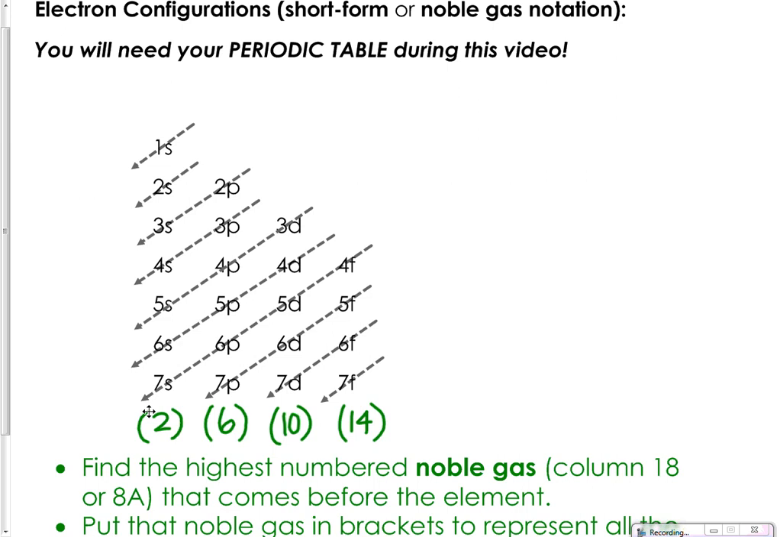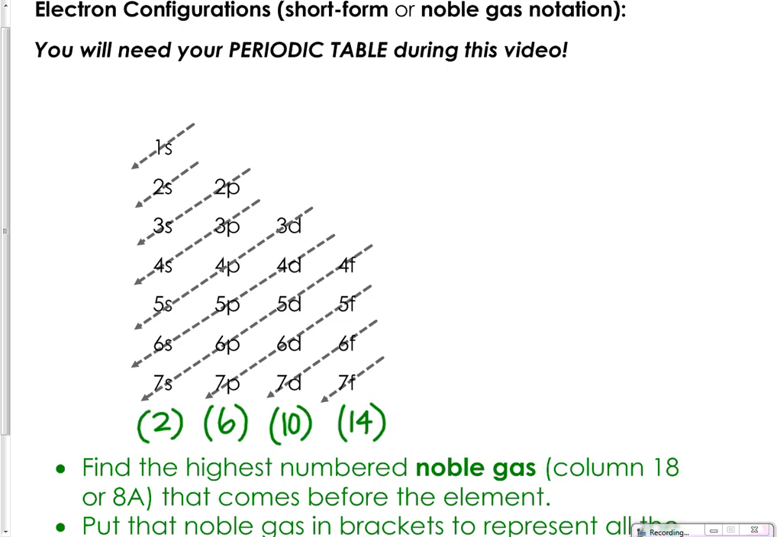Now, to do the noble gas configuration, at first it's going to take you a little bit longer to figure out, but once you get good at it, it's actually going to be shorter than the long form. For the test, you will need to be able to do both forms, so you have to learn how to do this. And it's actually pretty easy.